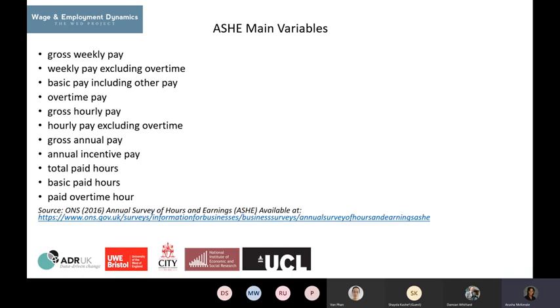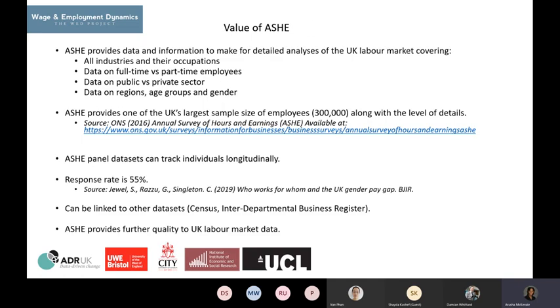So if you are new to the ASHE, this is a slide that shows the main variables that are used to develop the data sets for any work that's done with the ASHE. And we do know that the ASHE is quite valuable, and the reasons known to us are that it allows us to look at all industries and their occupations that are included within the ASHE. We can compare full-time and part-time employees, the public versus the private sector, and we can look at particular regions and age groups and gender.